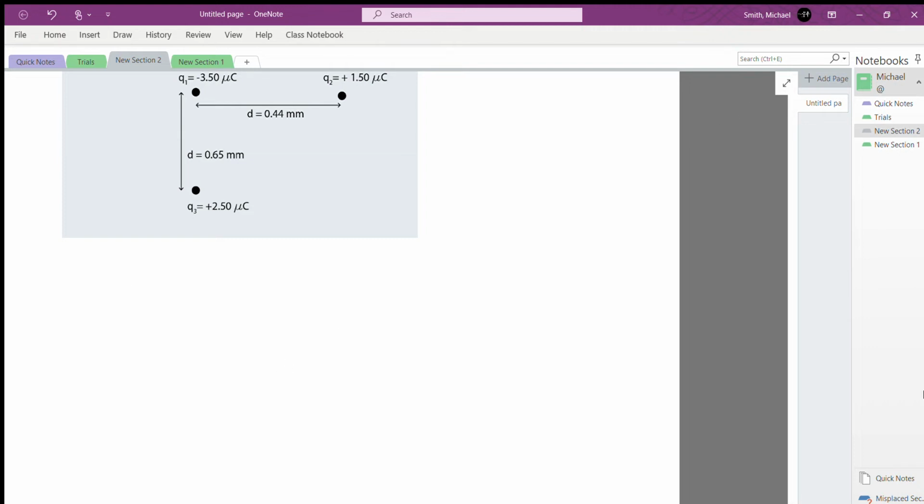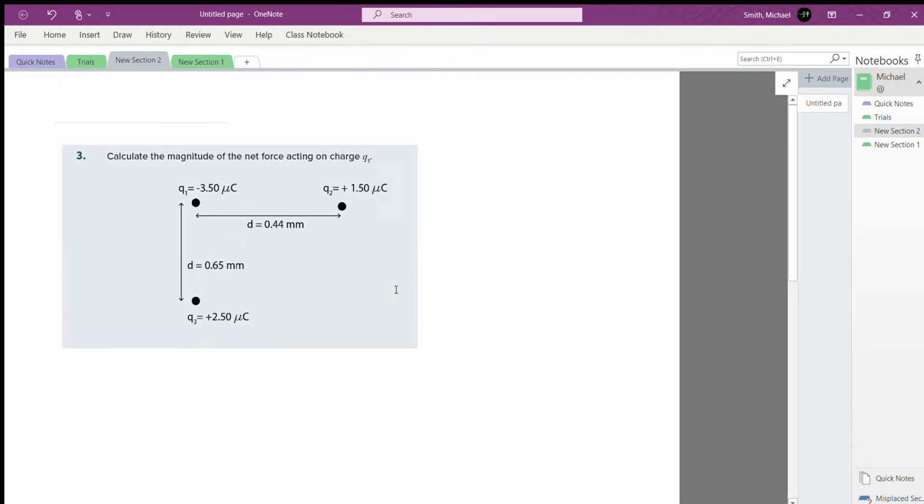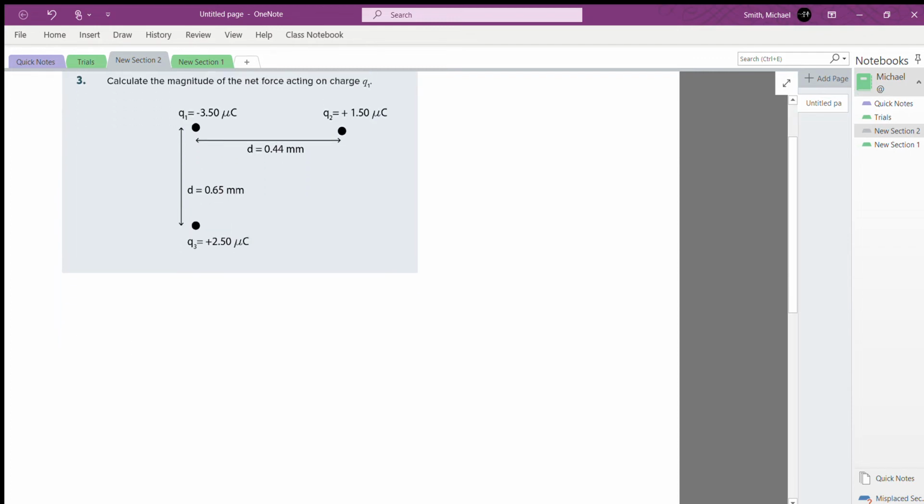This is question 3 from the SACE Stage 2 Physics course companion from Chapter 2.1 Electric Fields. We have charges Q1, Q2 and Q3 in the arrangement shown. Q1 has a charge of 3.5 microcoulombs, Q2 has a charge of 1.5 microcoulombs and Q3 has a charge of 2.5 microcoulombs. We are required to work out the magnitude of the net force acting on Q1 due to charges Q2 and Q3.